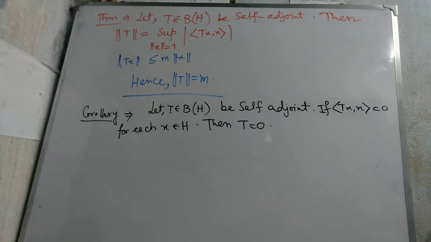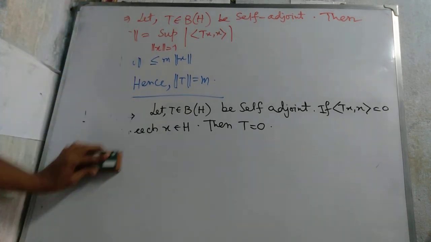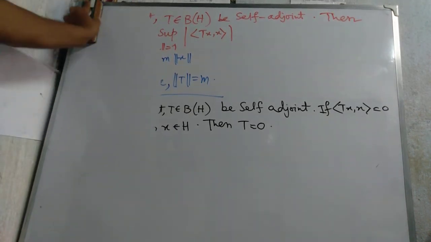Now we're also going to discuss one theorem. So we also prove our portion and also discuss this corollary: T self-adjoint, Tx, x equals 0, then T equals 0 by the above theorem. Now we're going to write the statement of this one theorem.